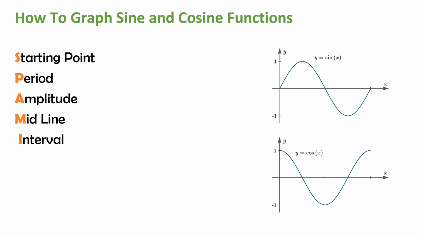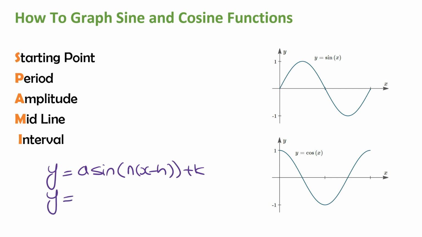Whenever you're asked to sketch a sine or a cosine function, it's going to be written in the general form y is equal to some constant a times the function sine of n times (x minus h), plus k, or y is equal to the constant a times cos of n times (x minus h), plus k.